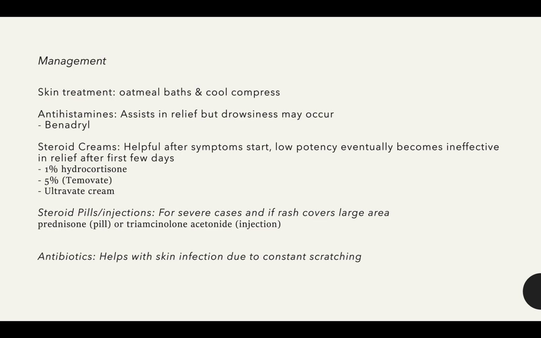Then there are also steroid pills or injections. A lot of people use steroid pills and injections for more severe cases, and if they have a rash that covers a large area. This is not included in the slide, but steroid pills and injections are also for people whose facial or genitalia area has been affected by poison ivy dermatitis. A good steroid pill would be prednisone, or triamcinolone as an injection.